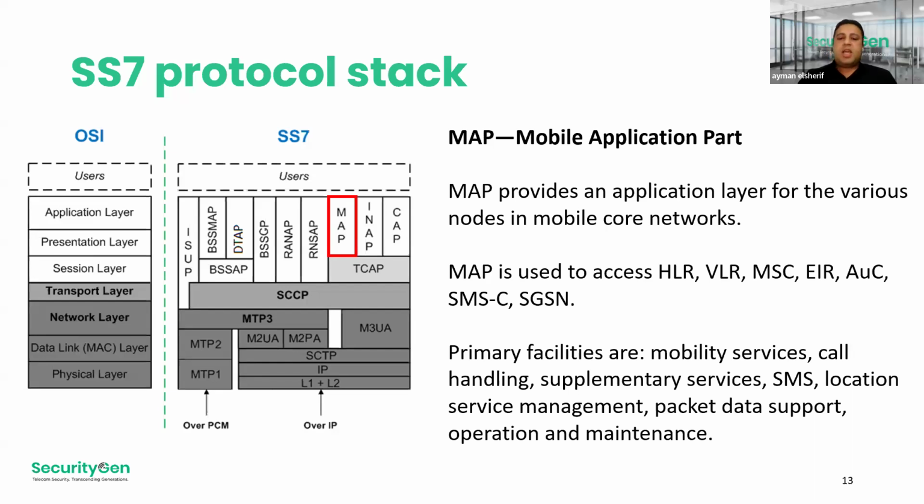For the lower layers, such as MTP and SCTP, they require direct access to the node to be able to be exploited. However, for higher layer protocols like TCAP, MAP, CAP, and SCCP, those can be targeted remotely over IPX. So mainly the upper layers are considered the more dangerous because they are exposed to more attacks.